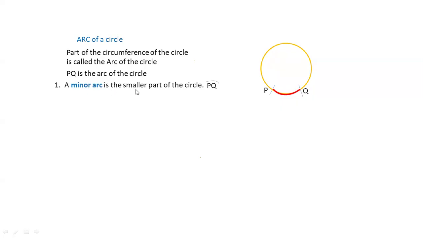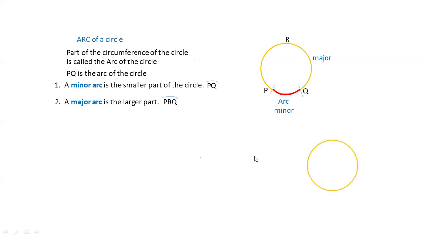A minor arc is a smaller part of the circle, PQ. So this is a smaller part of the entire circle, so it is called a minor arc. If this is minor, the remaining bigger portion is called a major arc. The major arc is the larger part. That is PRQ, with one point R here. So PRQ is the major arc and the smaller portion is the minor arc.